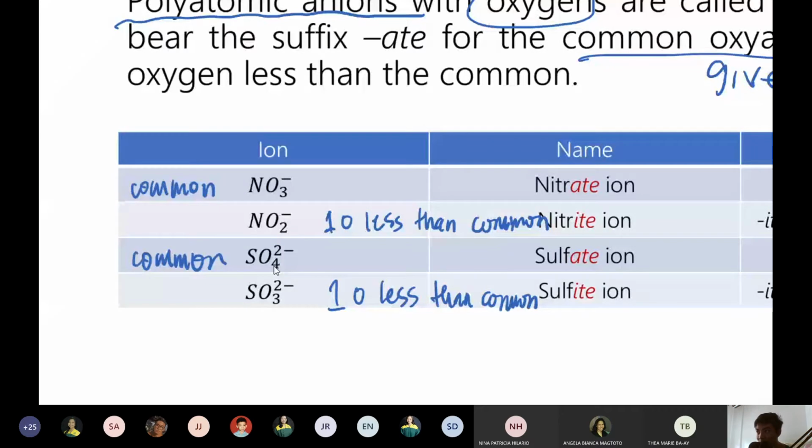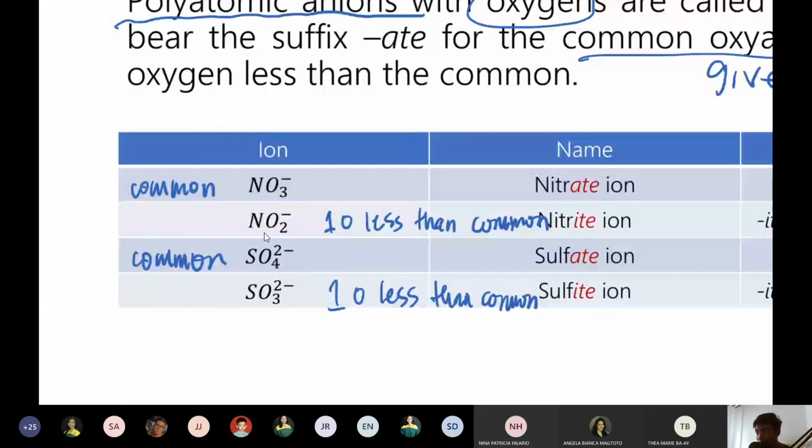So, this is SO4, the common daw, so ate yung ending niya. Pag binawasan mo yan ng isang oxygen, SO3 na yan, so its name will end with ite suffix. Yun lang yung rule. Pag common, ate. Pag one oxygen less than the common, ite ang ending. Tignan yung difference ng oxygen. Isa lang. This is one oxygen less than this, so this is sulfite, not sulfate. Sulfite.